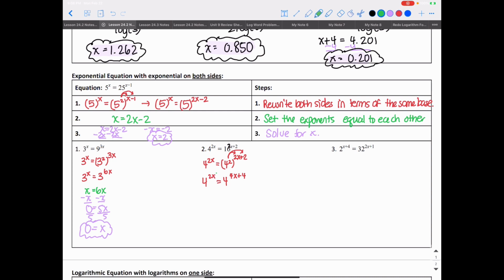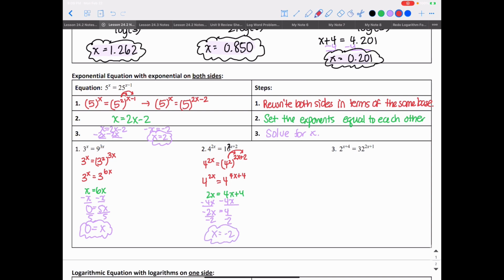The next thing I do, I set these exponents equal to each other because they have to be equal to each other for the sides to be equal. I have 2x is equal to 4x plus 4. From there, I'm going to solve for x. I'm going to subtract 4x on both sides. And I'll get a negative 2x is equal to 4. I'm dividing both sides by negative 2. I get x is equal to negative 2 is my answer.